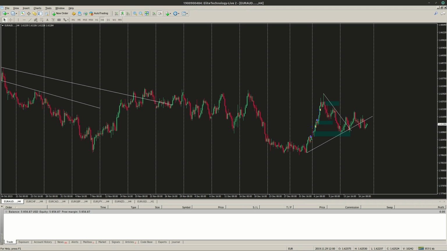Now, we draw a line between a marked resistance and a marked support. This isn't a trend line. This is a support and resistance line. Sometimes I refer to this line as a wall. So we've created a trend wall here, or a support wall, or you'll hear me call it a resistance wall. But overall, the terminology I use for it is a wall, right?